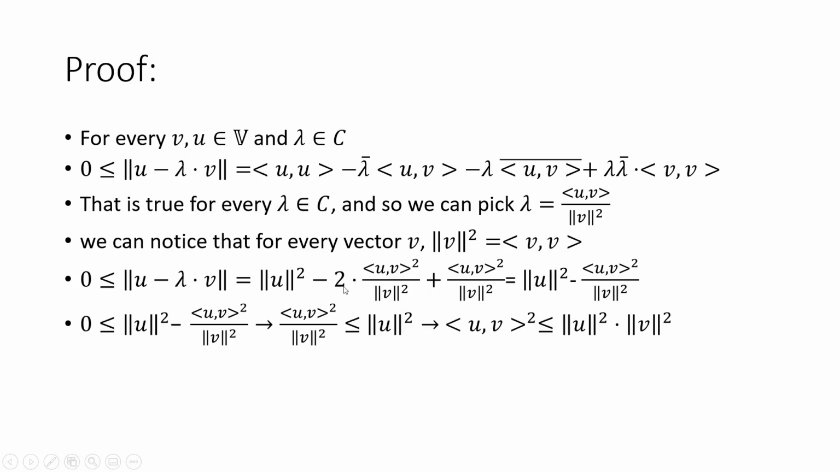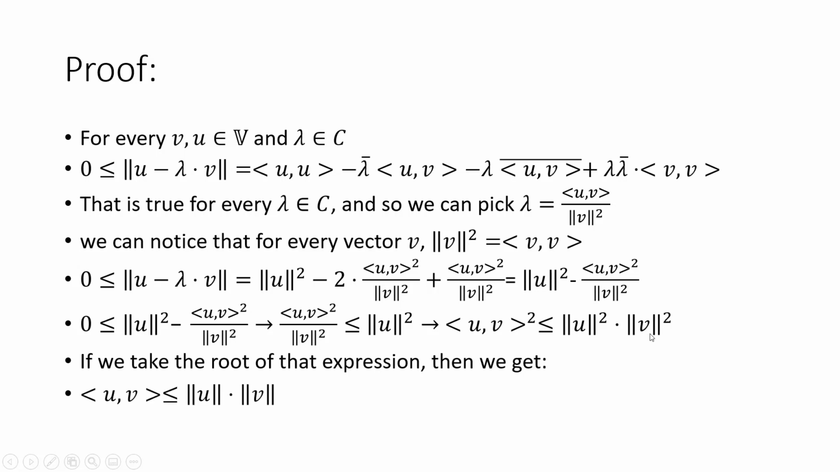And so, by moving sides, we get this inequality, that the inner product of u and v squared is smaller than the induced norm of u squared multiplied by the induced norm of v squared. By taking the root of this inequality, we would get the Cauchy-Schwarz inequality.